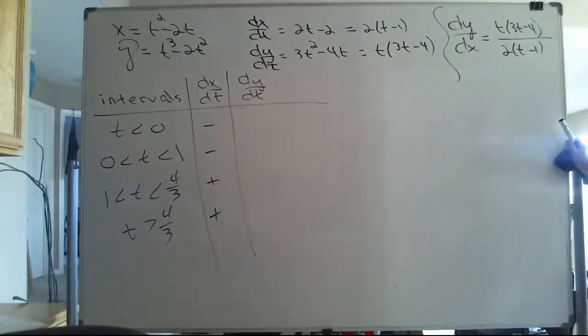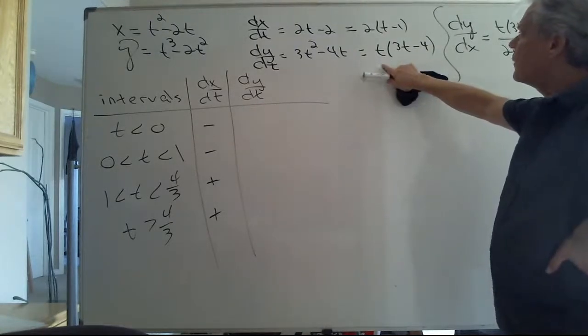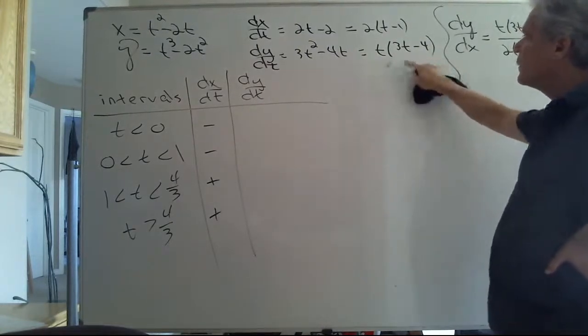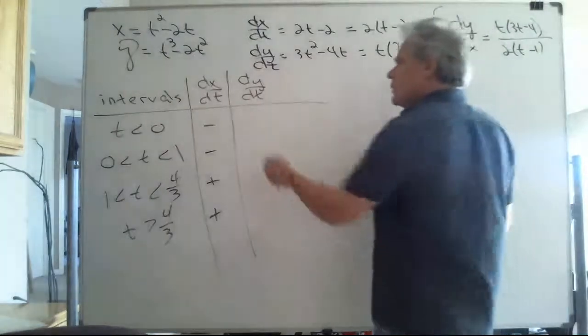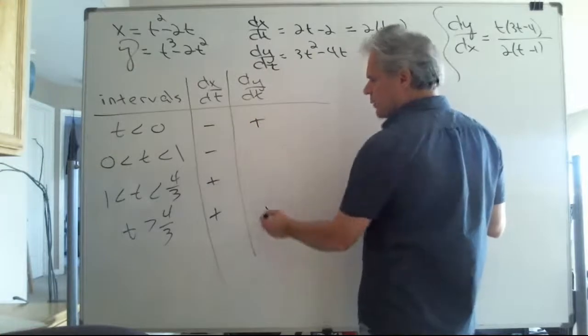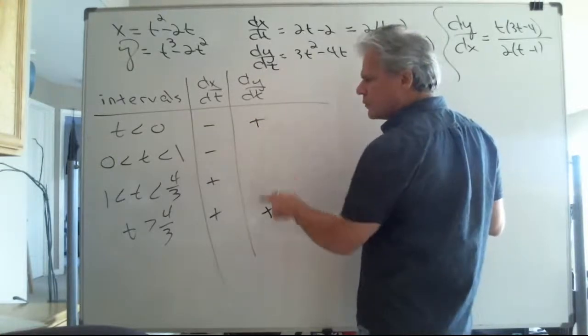Now, when it comes to dy/dt, it is quadratic with 2 zeros. It looks like when I'm on the outside of those zeros, I'm positive. When I'm inside, I'm negative. When I'm outside here, as well as here, I'm positive, and I'm negative on the inside between those two.